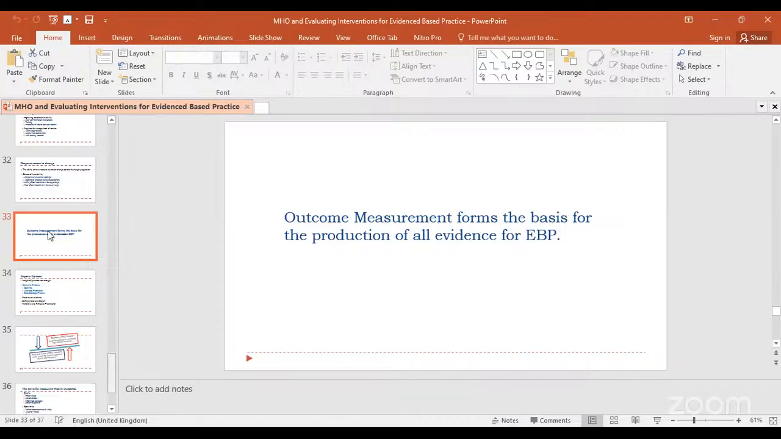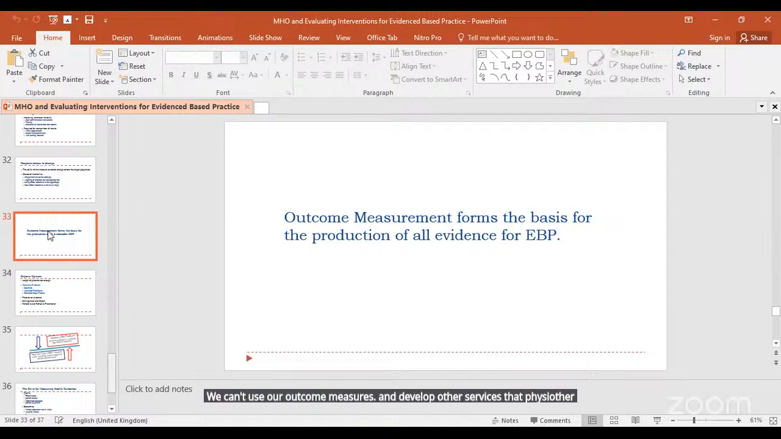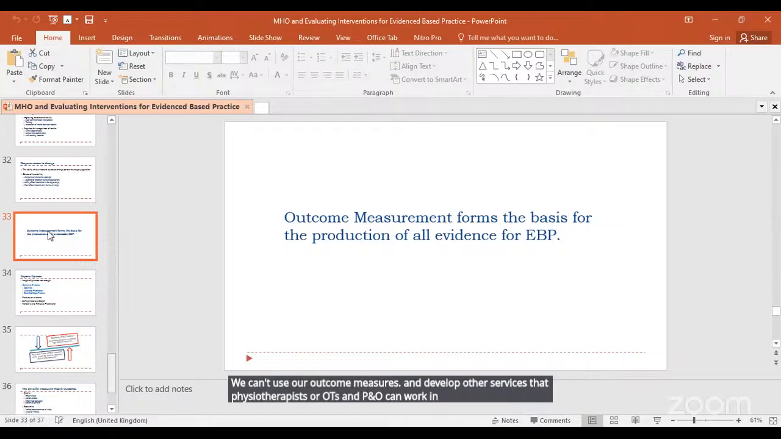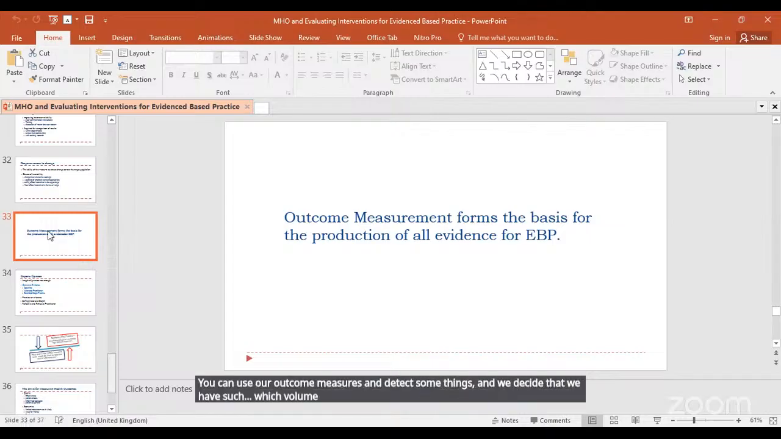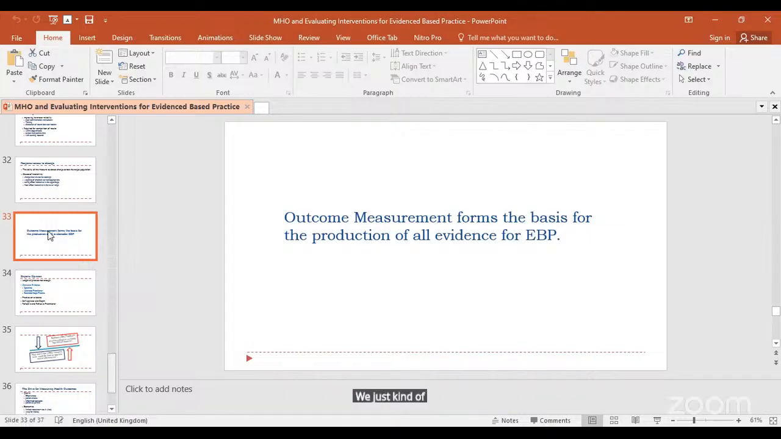We can use our outcome measures and develop other services that physiotherapists, OTs and P&O can work inside the system. We can use our outcome measures and detect some things, and we decide that we have such a huge volume of patients with this kind of problem. Can we train somebody who will be able to handle this clinic to solve this problem? Because we detect it and we are looking at it from a global perspective, we'll be able to develop further service. Then we provide evidence that there is need for that service.